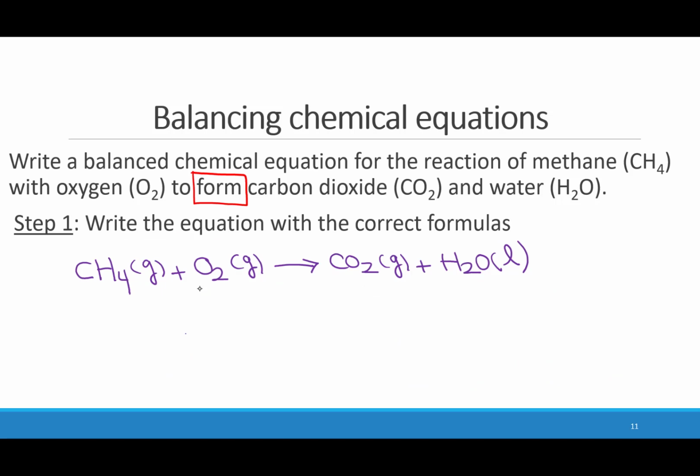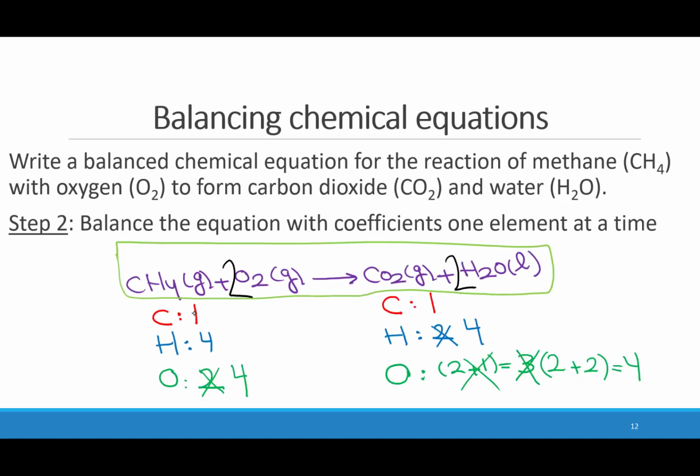Then if I go back to the previous slide, I had one carbon on the reactant side, one carbon on the product side. I had 4 hydrogen on the reactant side, 2 hydrogen on the product side. We had 2 oxygen on the reactant side, whereas I have 2 and 1, so 3 oxygen on the product side. As you can see, this equation is not balanced because we do not have the exact same number of each species on each side of the equation. That's why we ended up balancing the chemical equation.